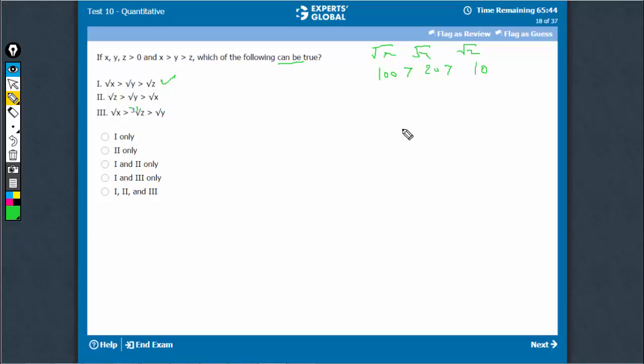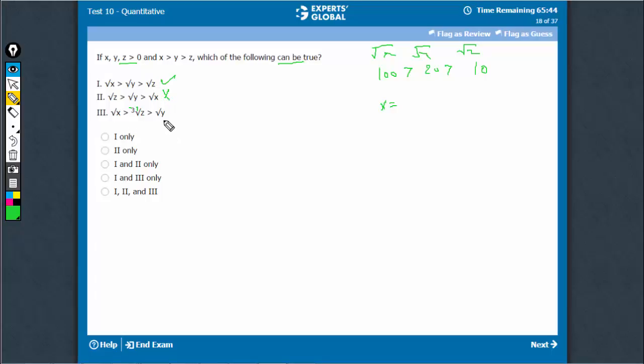This is also possible. Let's say X is equal to, no, it says these are square roots, so negative values are not possible, and this anyway says it's greater than 0. So this would not be possible, I'm sorry. Statement 2 is not possible.